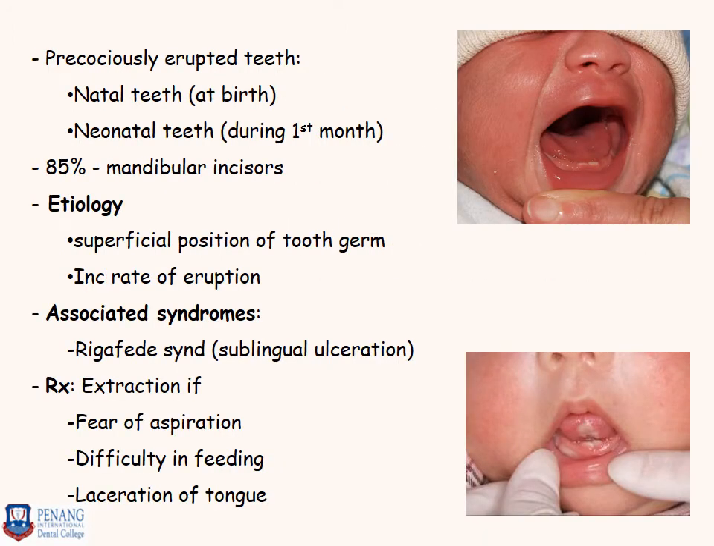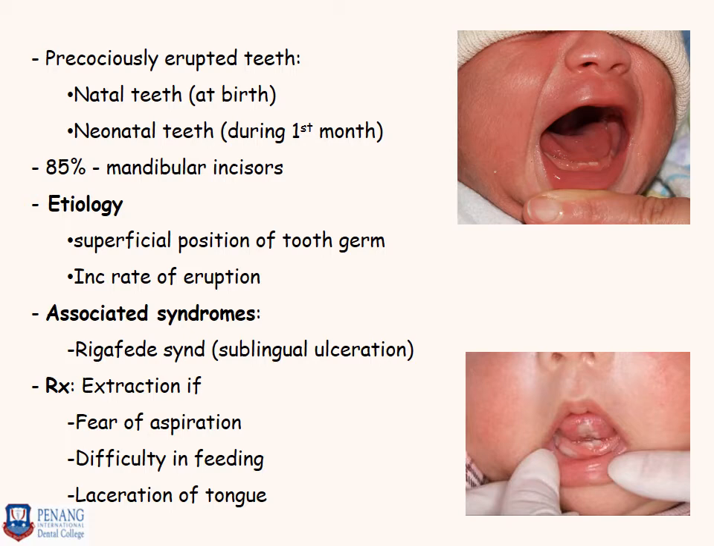Next we will be learning about what are precociously erupted teeth. Generally we know, according to the chronology of tooth eruption, that the tooth erupts at 6 months of age, but we do see teeth that have erupted at the time of birth or in the first month of birth. The teeth that are present at birth are called natal teeth, while the teeth that appear during the first month of life are called neonatal teeth.